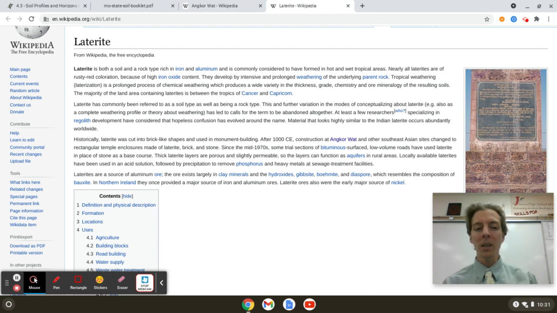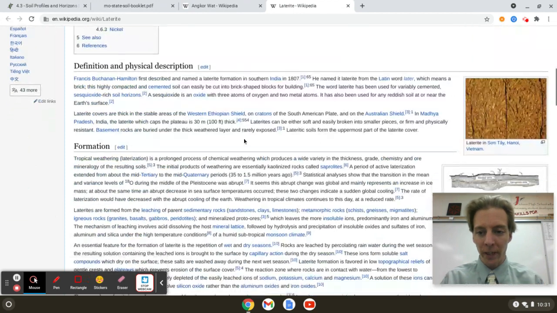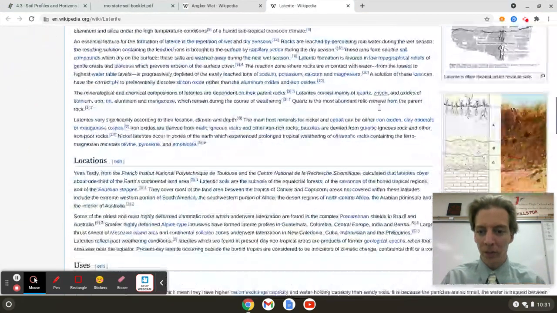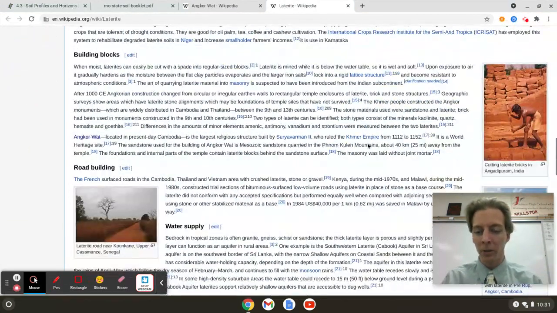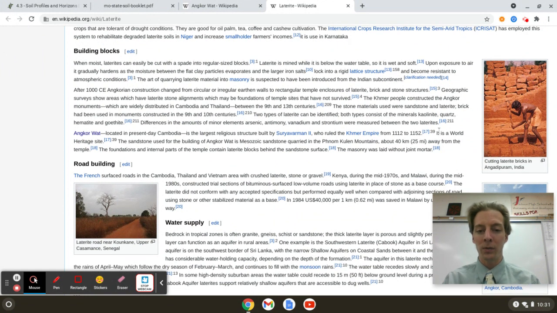Okay? Here's the odd thing. So this is laterite, and you can see this in formation. And I want to come down and show you that. As long as it's wet, you cut it, and then you let it dry in the sun, and you've got brick out of this.